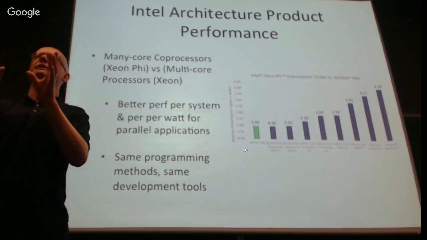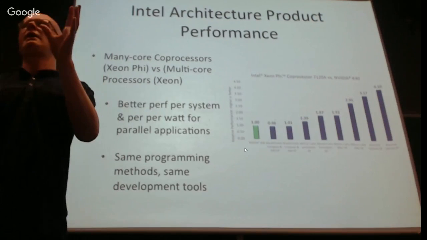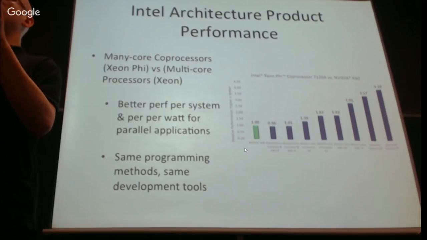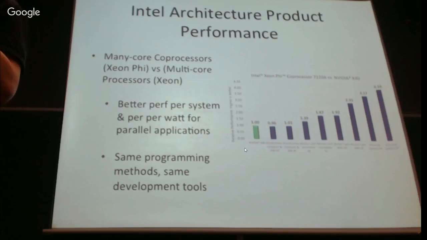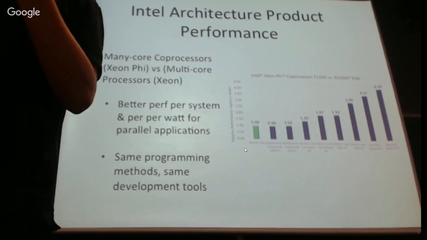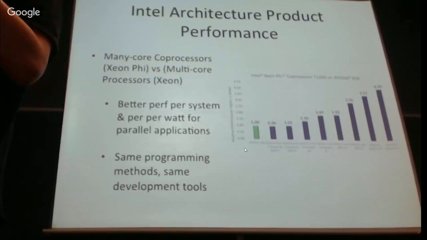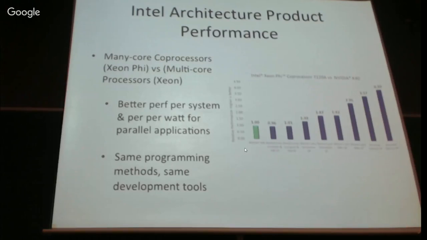versus GPGPUs, because both are many core, is that with Intel Xeon Phi, you can use the same programming models that you've typically used on x86-based platforms. You can use the same tools, all the same software development environments that you're used to already, on Intel Xeon Phi. That's not the case for GPGPUs.